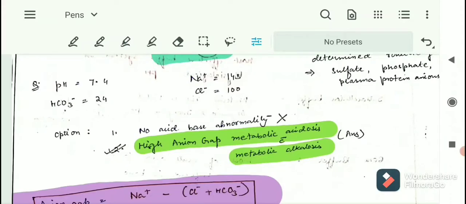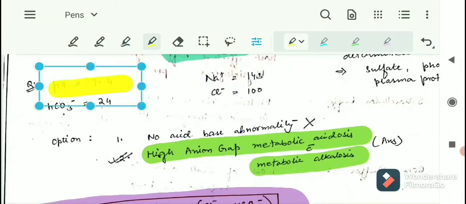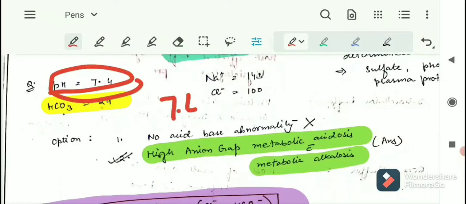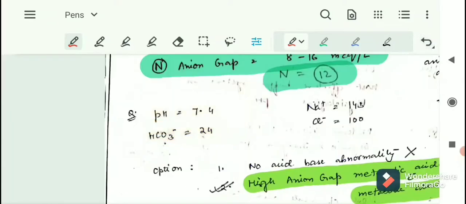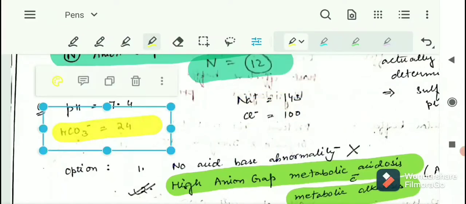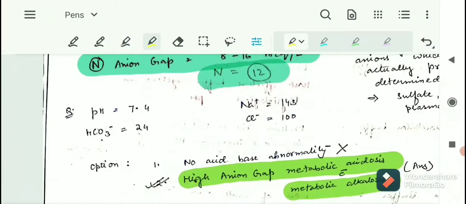Okay, here it is given that the pH value is 7.4, HCO3 value is 24. Now as we see, this pH is showing 7.4, that means it is normal, right? But here we have to see the sodium level and the chloride level. Here we will see the sodium level, the chloride level, and the bicarbonate level. Now for this we have to find what is anion gap.